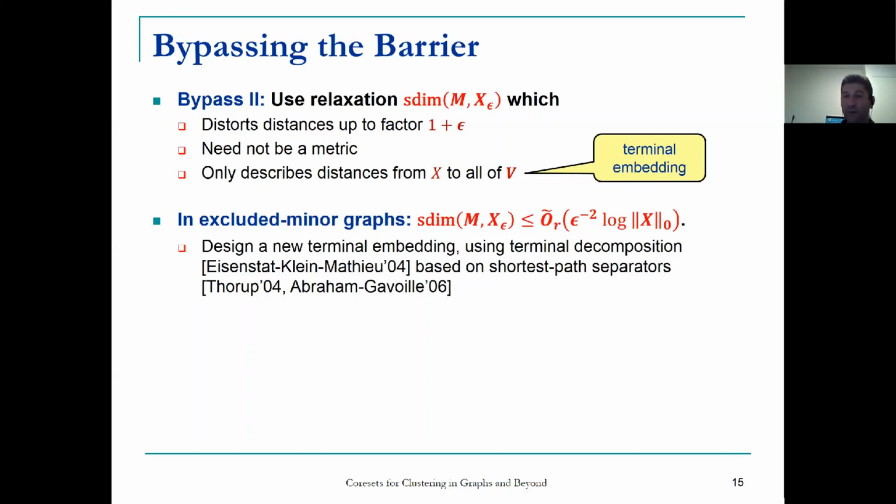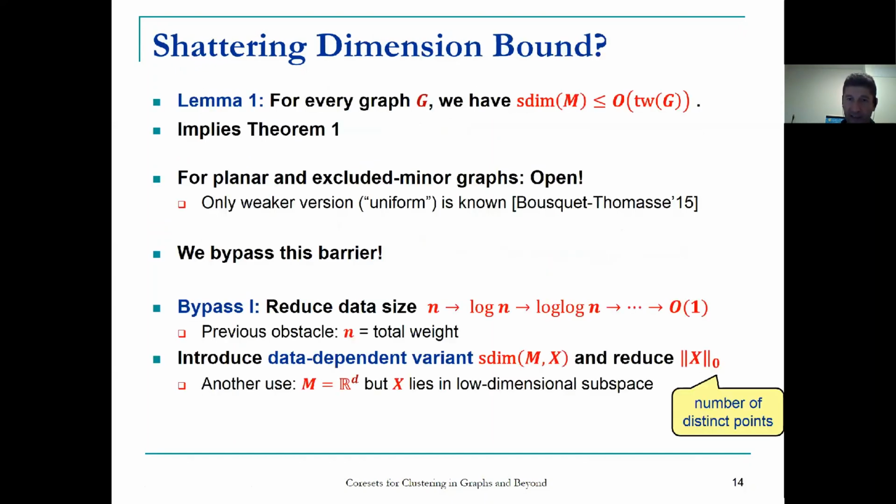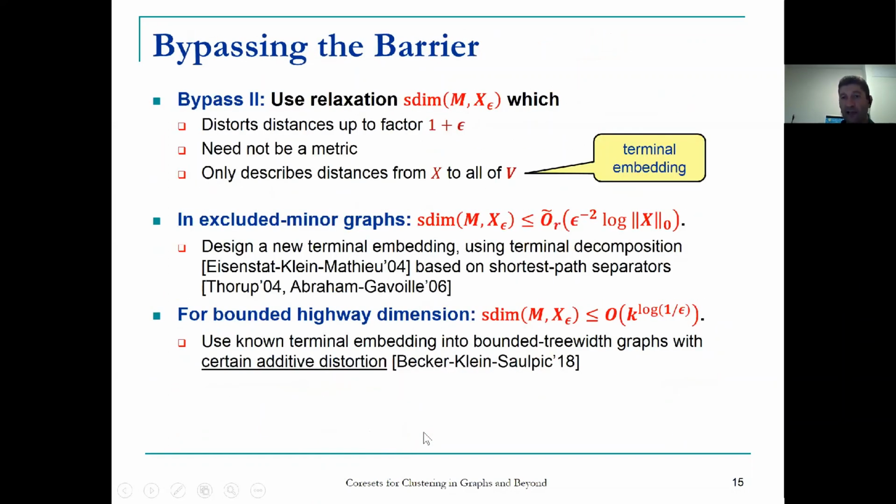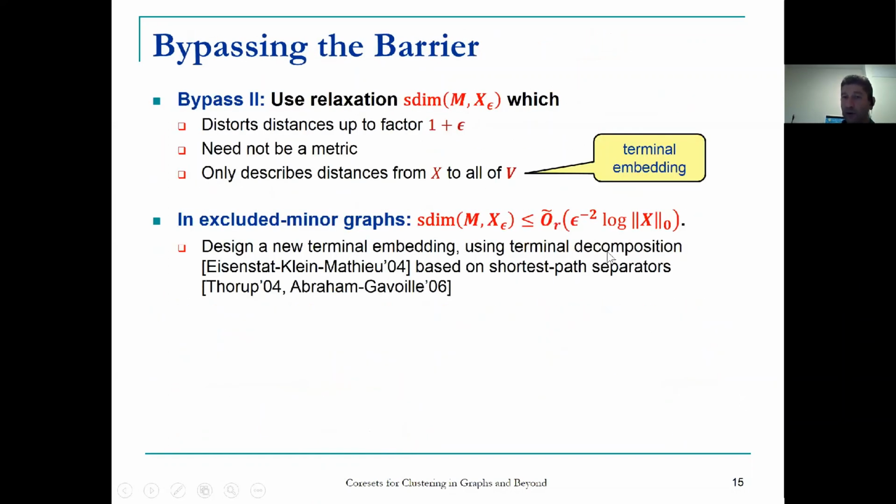Why? Because if I go back, the shattering dimension now depends on epsilon, but it depends on something like log the number of distinct points. Let me go back to the previous slide, this FL11. Here at the bottom, you see that the size of the coreset is going to be epsilon to the -2 times k cubed times the shattering dimension. If I apply this modification of this theorem, I actually manage to reduce the number of points to log n.